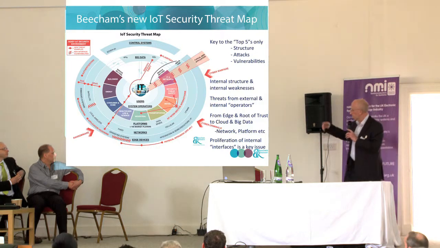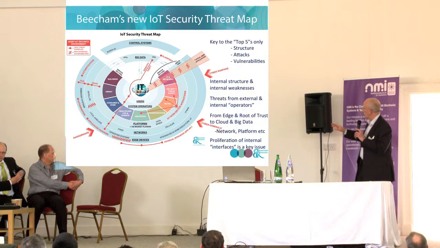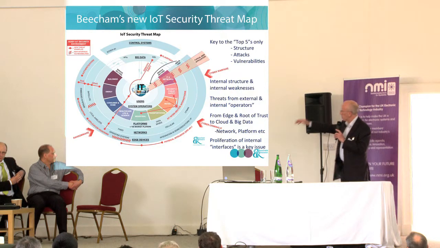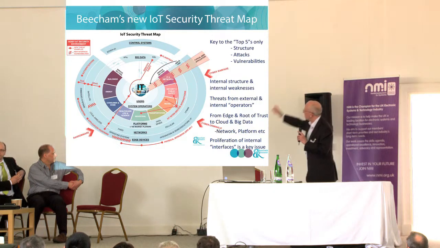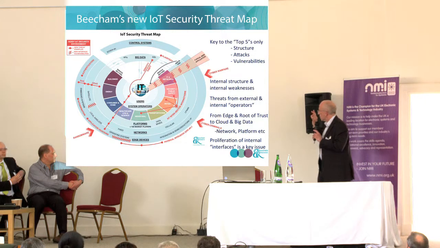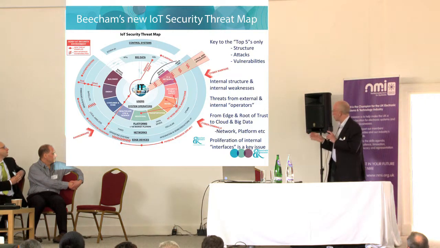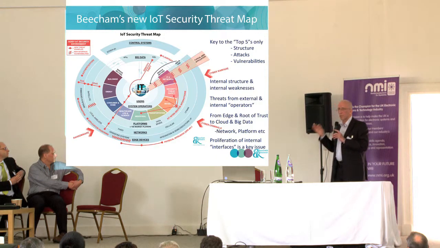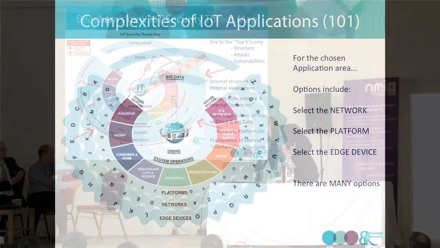From the edge, from the root of trust, from getting things exactly right, out to the cloud and big data, through those layers of edge devices, networks, platforms, which get done a lot, the actual application environment, and a lot more. Through all of this, there's a proliferation of internal interfaces, and amongst other things, interfaces are a key issue in security. When you've got a boundary, you've got to be very careful, and you're getting more and more boundaries.